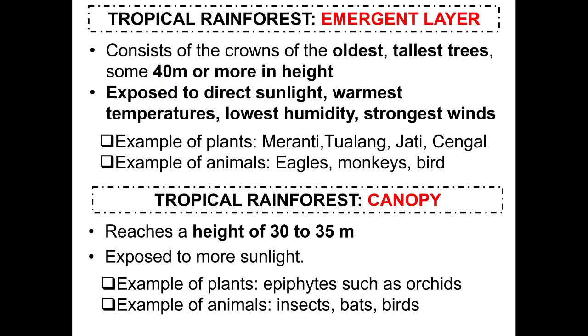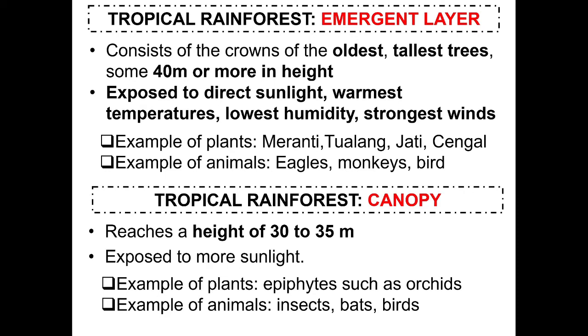The emergent layer usually consists of the crowns of the oldest trees. Kita panggil pokok-pokok balak yang paling tinggi ni, such as tualang, pokok meranti, jati, pokok cengal. Contoh tualang, ada lebah, kita ada lebah banyak jenis. Jadi lebah yang memang duduk di pokok tualang, kita panggil lebah tualang. And it's very very expensive, sebab nak dapatkan madu dia tu hanya orang yang pandai yang boleh panjat ke atas saja kan. Sebab tu biasanya kita perlu bantuan orang-orang asli yang boleh ambil madu tualang ni, dan harga dia memang sangat mahal lah.